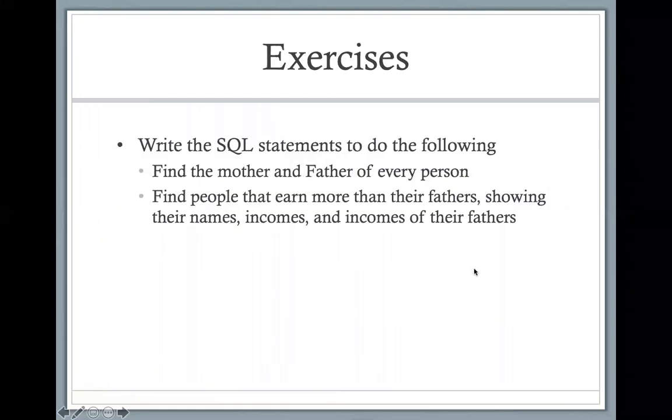Very good. So some exercise. We want to write the SQL statement to do the following. Find the mother and father of every person. Find people that earn more than their father, showing their names, incomes, and incomes of their father. So please try to do the first one, to find mother and father of every person.